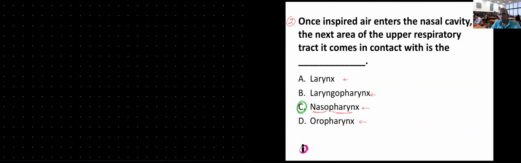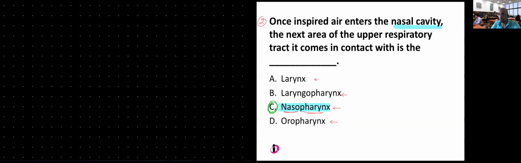All right, somebody is asking about the previous question. The previous question was asking where the air goes after it moves from the nasal cavity. The first site I get to after I move through the nasal cavity is the nasopharynx.